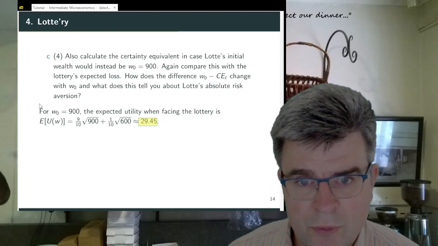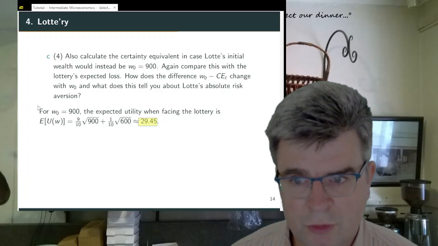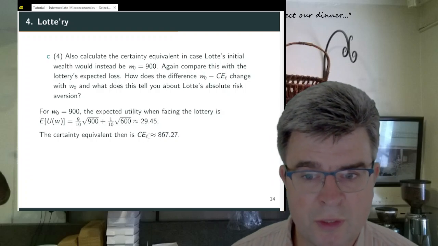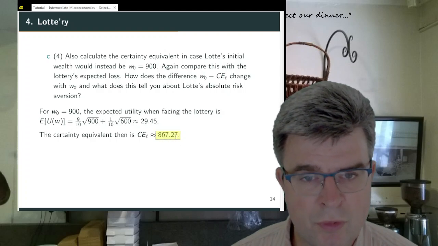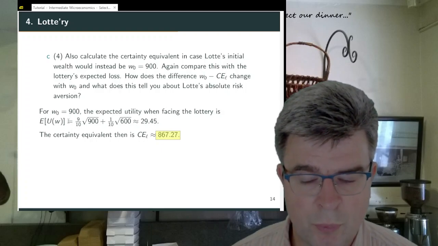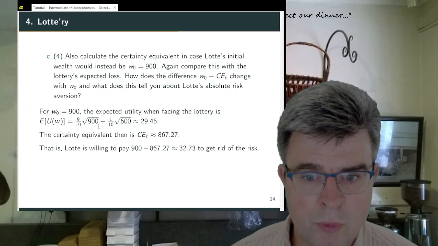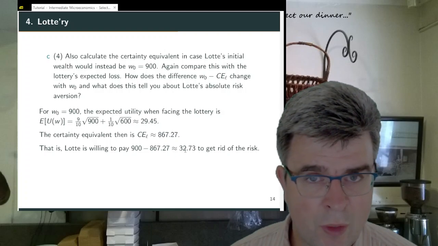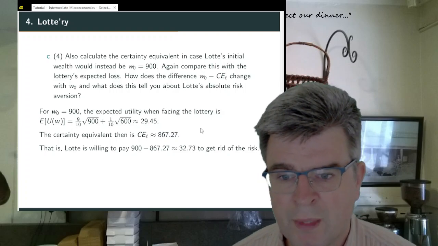So what amount of wealth makes her indifferent between facing the lottery or not? So what is the certainty equivalent? Again, we equate the square root of the certainty equivalent to 29.45, and we end up with a number of about 867.27. And this implies that she's willing now to give up 32.73 of her initial wealth in order to avoid the risk.